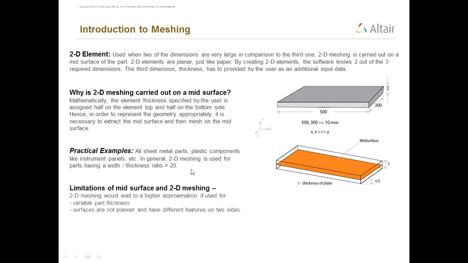The 2D meshing would lead to a higher approximation if used for variable part thickness. Also, surfaces are not planar and have different features on two sides. Like if at the top it has different features, and at the bottom of the face it has different features, then it is also an approximation, because if we generate a mid surface, we cannot create two different features at the top and the bottom.